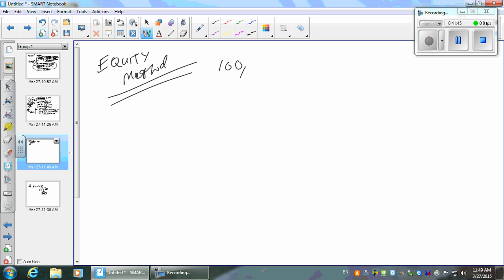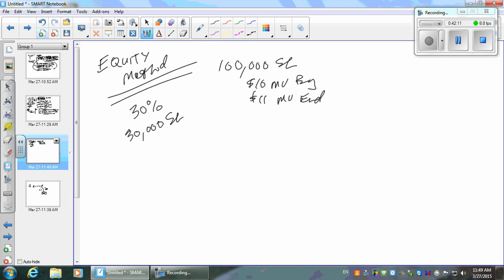You got 100,000 shares, you guys. $10 was the market value at the beginning. $11. Whatever it is, right? This time, how much would I need to buy? More than how much, guys? More than 20% or 20,000? So let's say 30%. How many shares am I buying? 30,000 shares. Everybody agree with that? Okay. And let's say my net income is still 200,000.